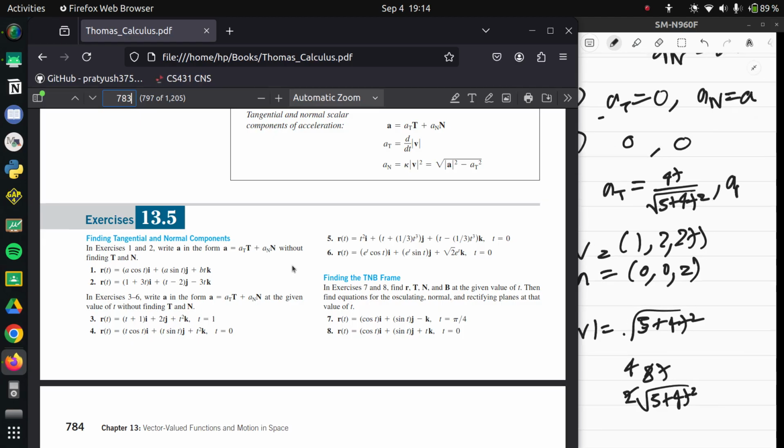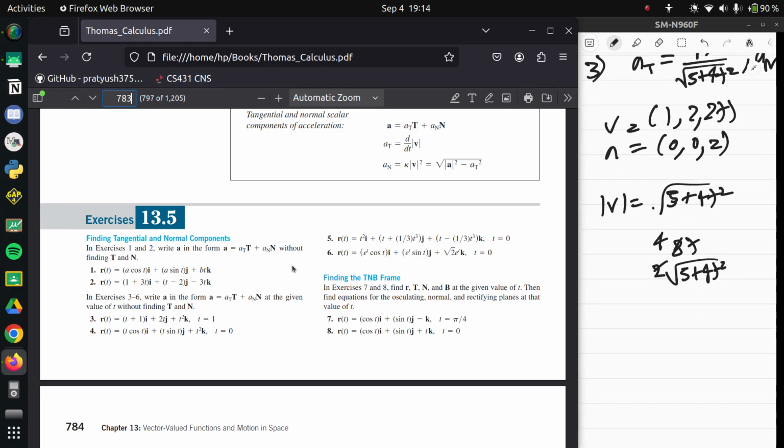And then your a normal, that is going to be what? So v cross a, take the cross product. So a is 0, 0, 2, so k cross, well, let's do it with 0. So v is 1, 2, 2t. So cross with i, you get j. So this is 2, and cross with j, you get minus i.